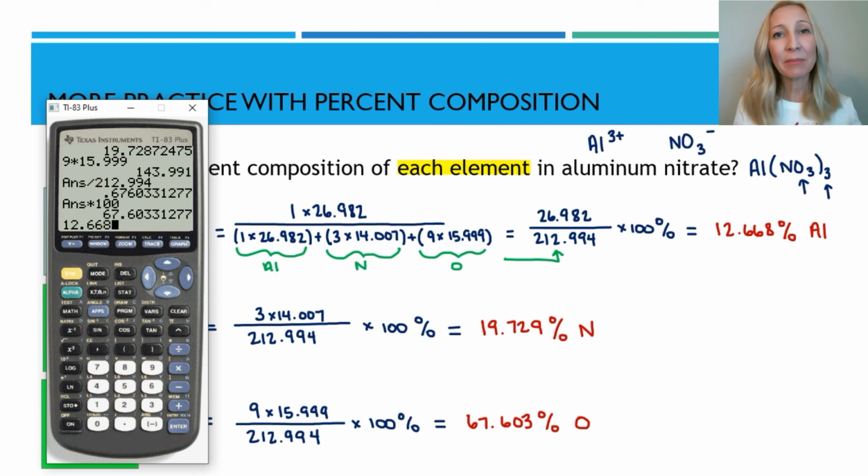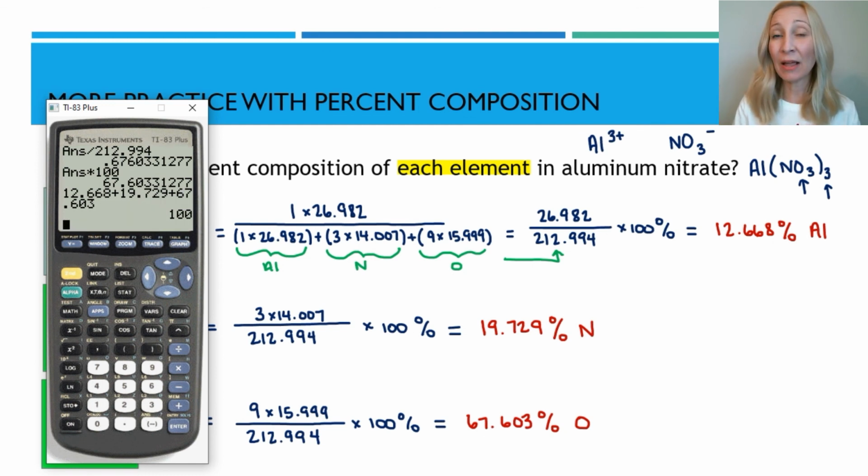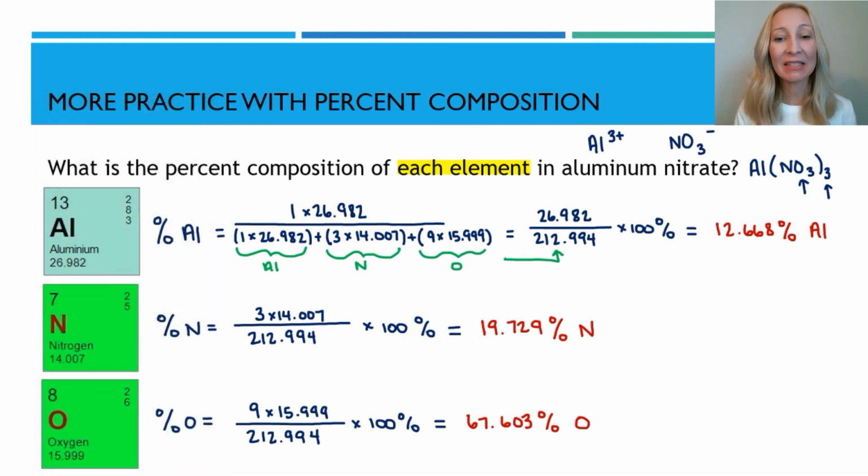Now, just a last step for fun and kind of just to do a check. I'm going to add up the percentages of all my individual elements and see if they turn out to be 100, which they do. It's exactly 100. So when you do this at the end, it doesn't have to add up to exactly 100%, but as long as it's very, very, very close, then you know that you did a correct job doing your percent composition calculations along the way. So that is how you do percent composition calculations.